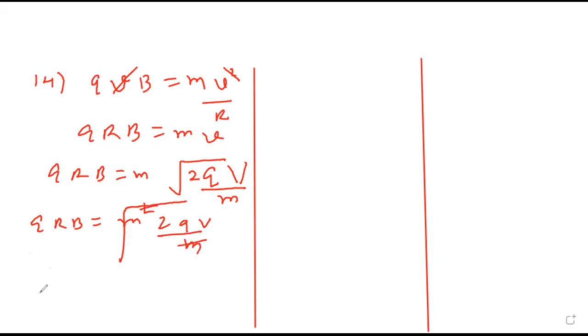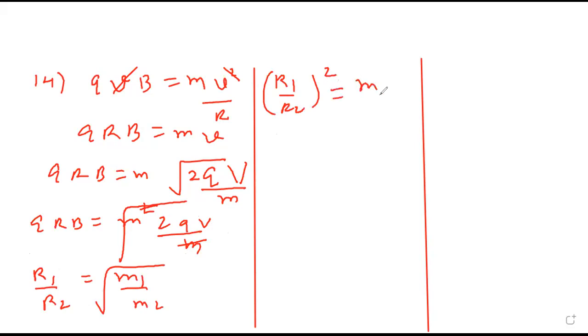Now taking the ratio, whichever is the same, we will cancel it. So R1 upon R2 equals root of mass 1 upon mass 2, because charge is the same in the ratio and cancels, potential is the same and cancels. So we get (R1 upon R2) squared equals the ratio of masses. The ratio of masses is nothing but R1 squared upon R2 squared, option C.